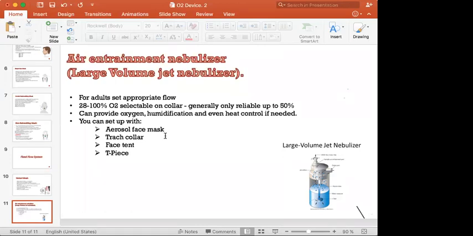The small volume nebulizer doesn't give a specific FiO2. You are right. No medications can be given with a large volume nebulizer.